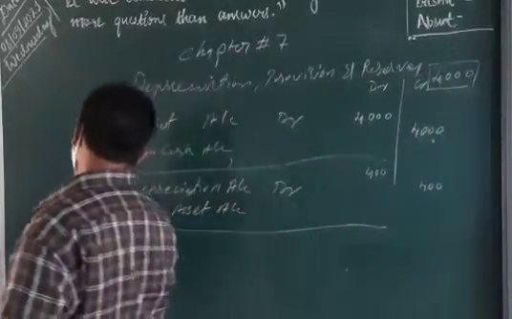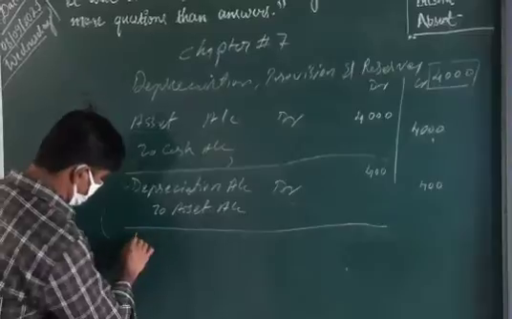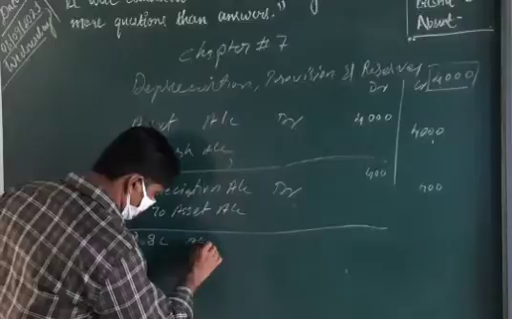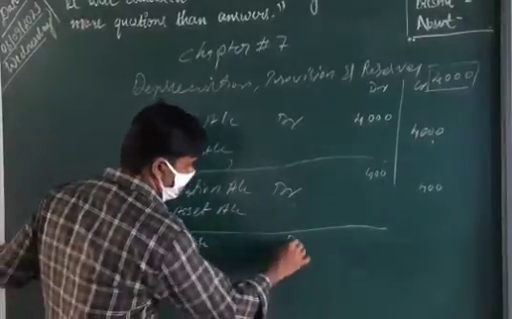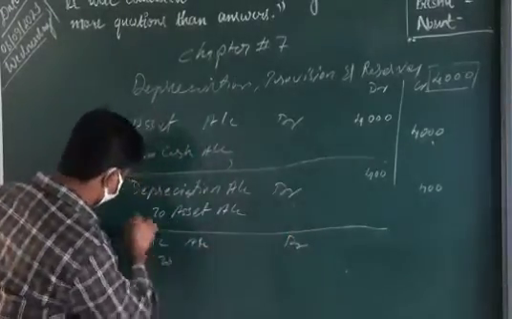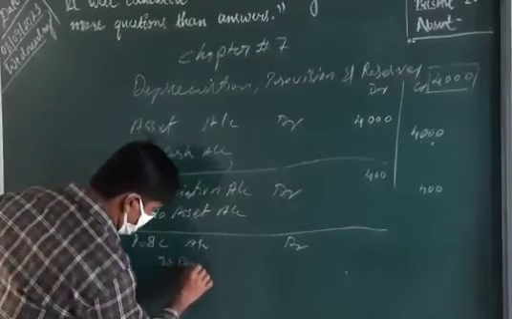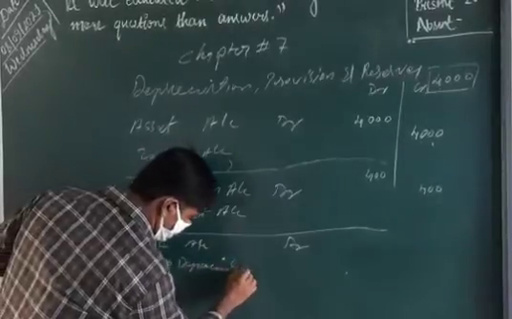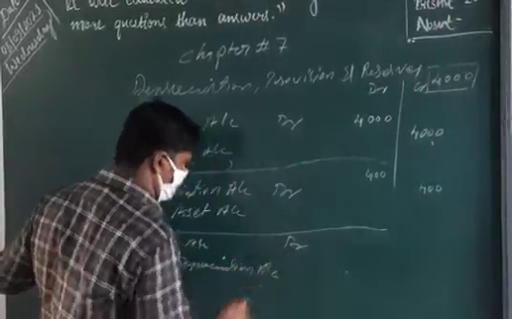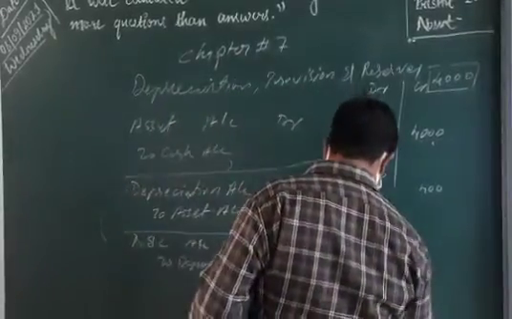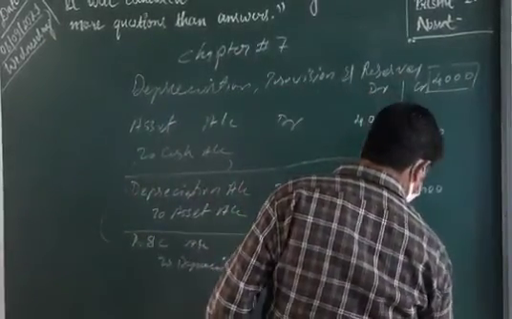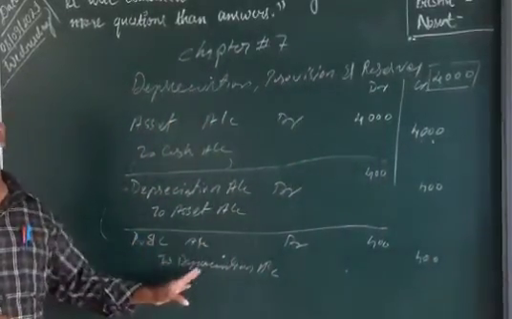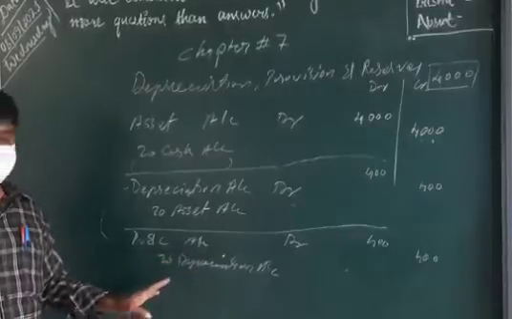So we are again writing profit and loss account debit to the same depreciation account. The same amount, 400, we charge here. We write the narration: depreciation charged to profit and loss account. The entry will come in.